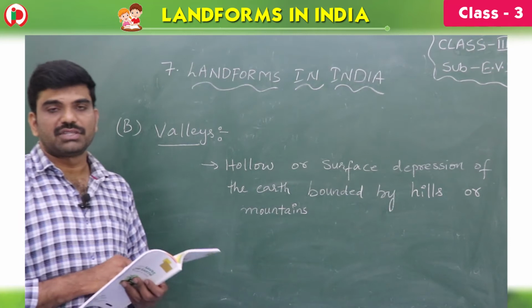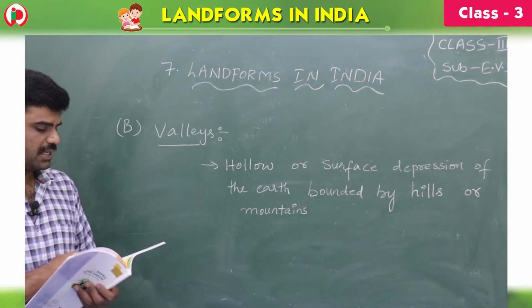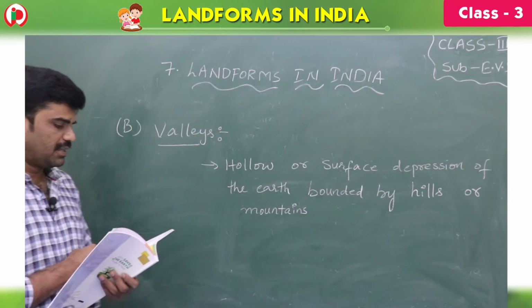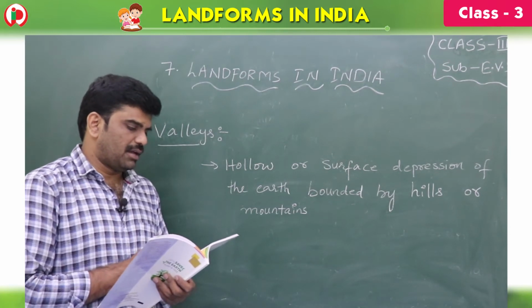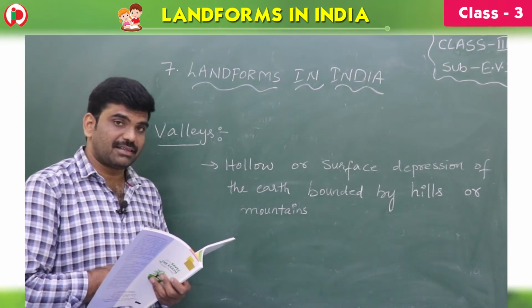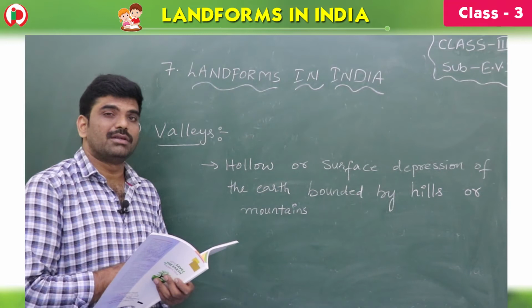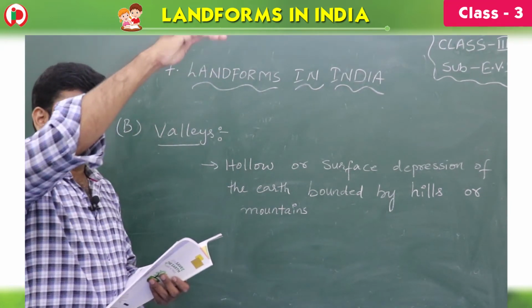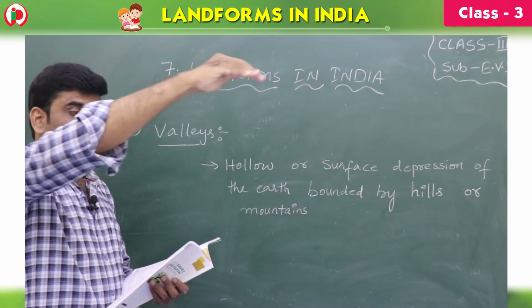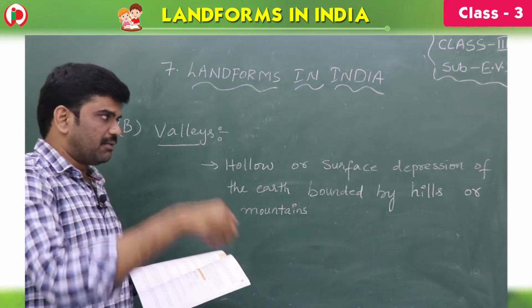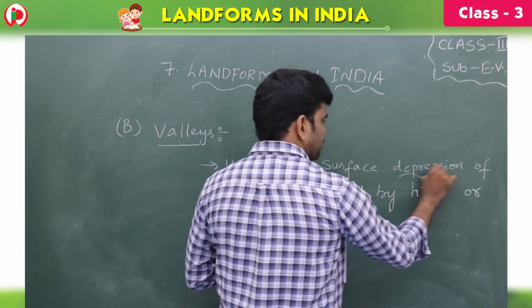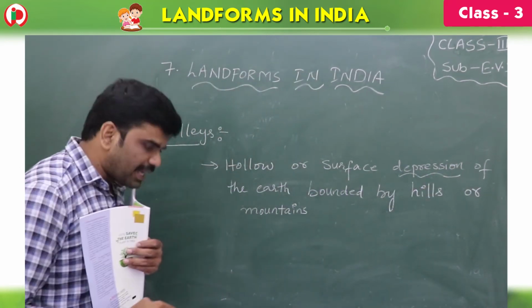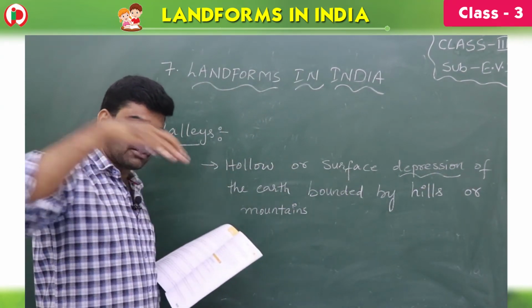Children, we have seen the mountains. Now let's see valley. Have you heard this name valley? Yes, Araku is a valley, children. Mountain is a peak, an elevation, but a valley is a depression. Elevation's opposite is depression. That means you have to see it like this. It's a valley that slopes down.